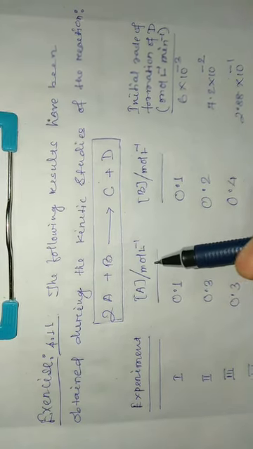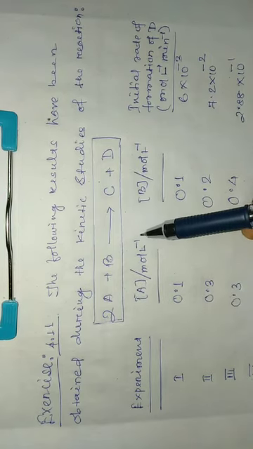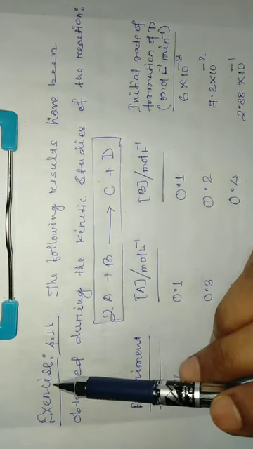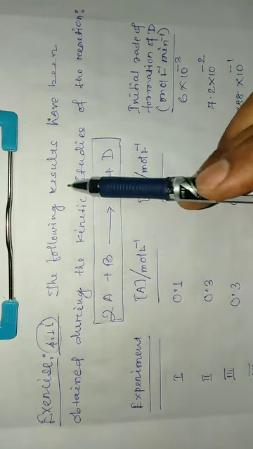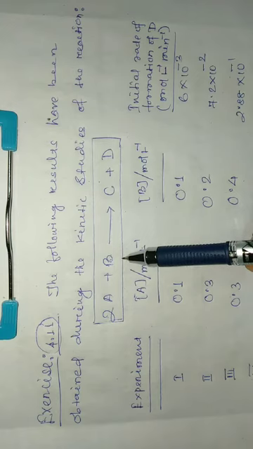So for a reaction, rate law and order are determined experimentally. We have discussed it in our previous video. So this is a numerical, an exercise from your textbook, exercise number 4.11. This numerical is related to determination of rate law and order for a reaction.